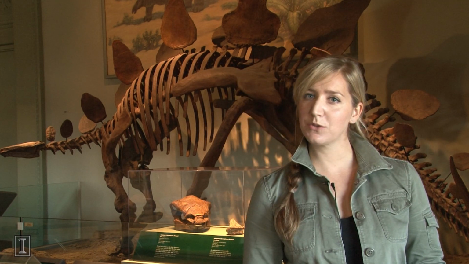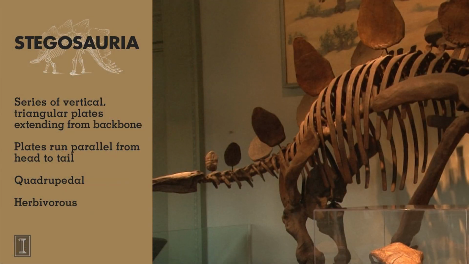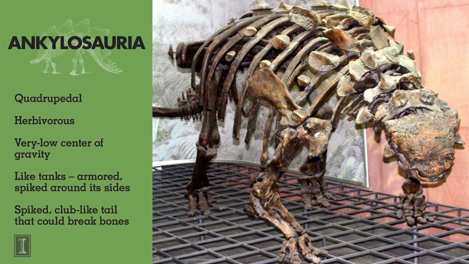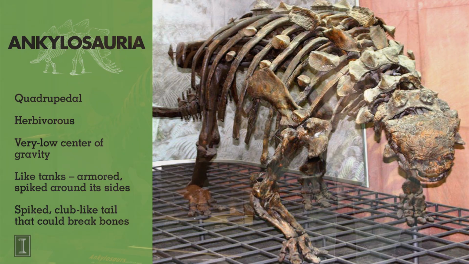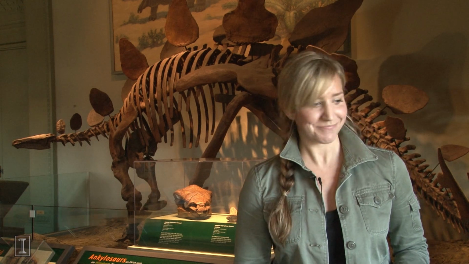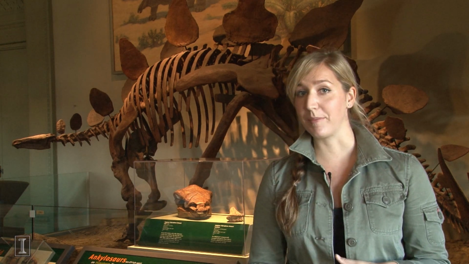You can tell it's a stegosaur by a series of vertical triangular plates that extend parallel to the backbone and run from head to tail. Again, this organism is quadrupedal and it's herbivorous. The second group is the ankylosaurs. Ankylosaurs are a heavily armored quadruped, but again, they're herbivorous. But you can tell it's an ankylosaur by a series of plates all on the back. It's heavily armored and it's got spikes projecting from its sides. Very protective organism there. The third group is the ornithopods.